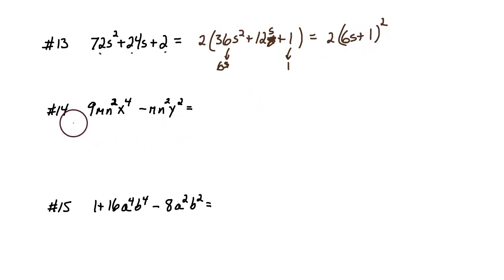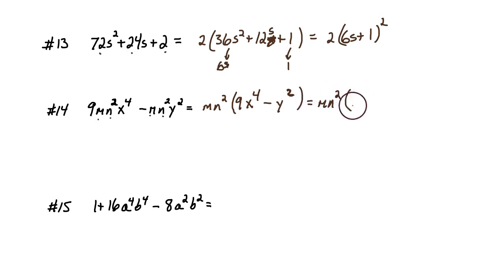Number 14. This has a common factor of an m in both places and an n squared in both places. So start by factoring out mn squared. That's called a GCF. And let's figure out what we have remaining. We would have 9x to the 4th, and then a minus, and over here we would need the y squared. Looking in the parentheses, this is a difference of squares. So we have our mn squared, and then for a difference of squares, we'll get 2 parentheses.